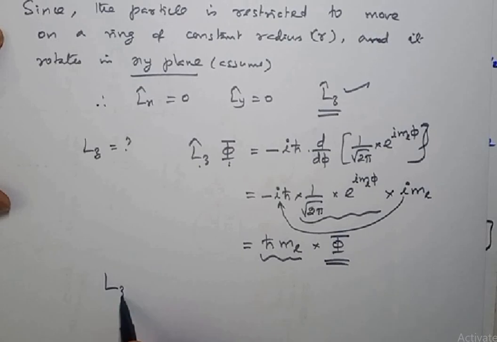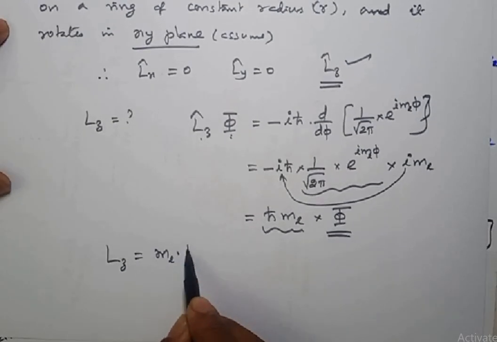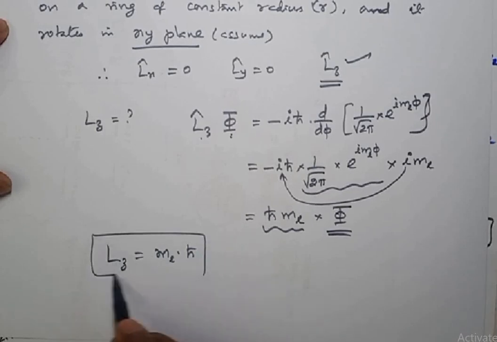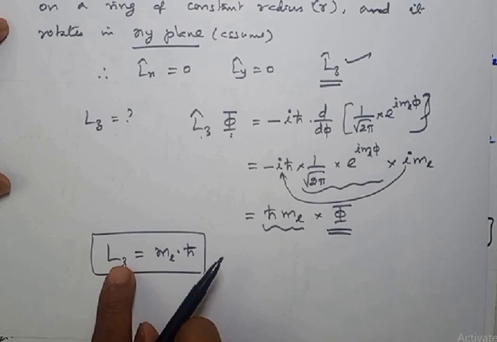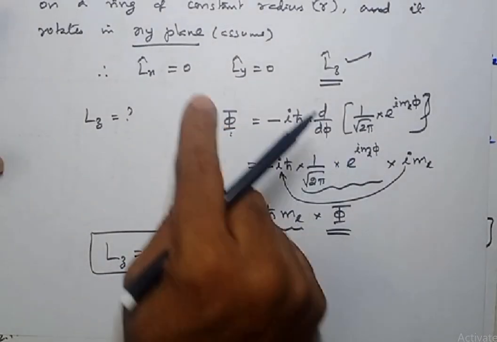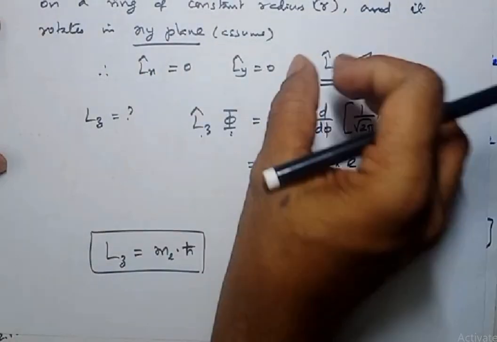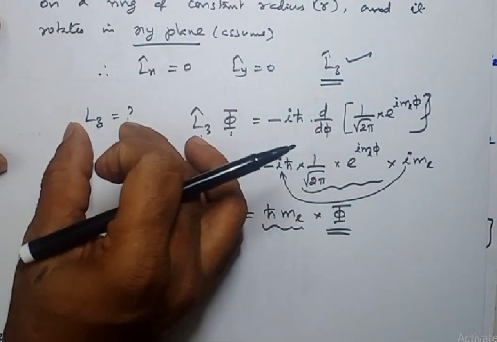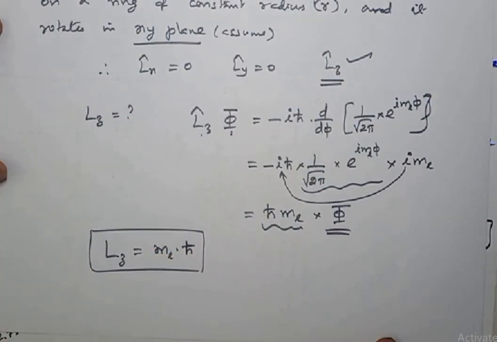So what is the magnitude of angular momentum? The z component of angular momentum is nothing but ml into h cross. Take this. I told you already that the x component and y component are 0. Only the z component exists, and the magnitude of the z component of angular momentum is ml into h cross.